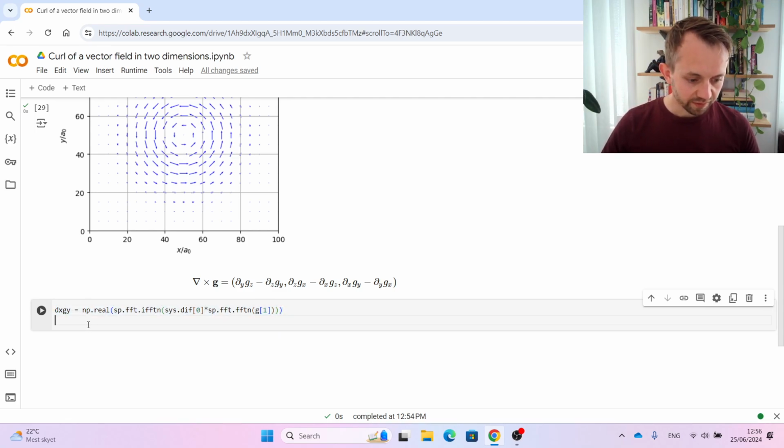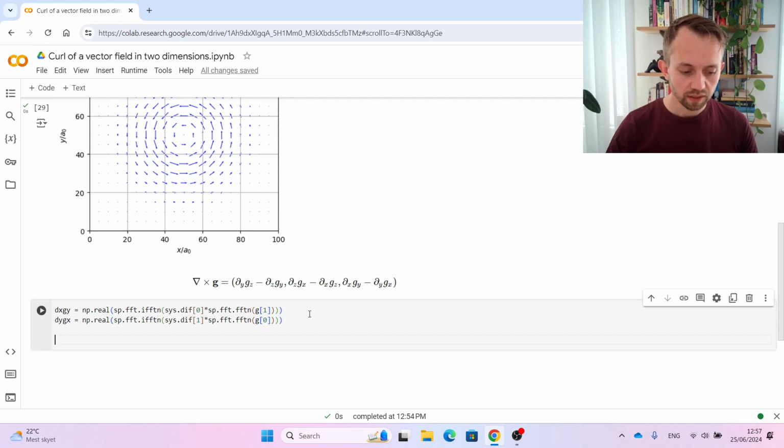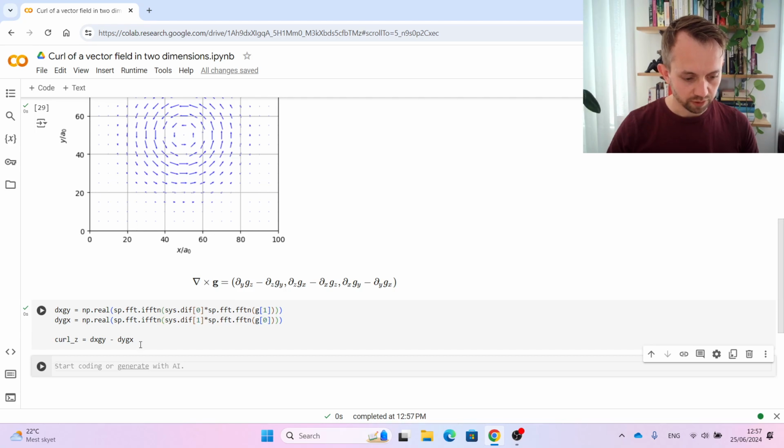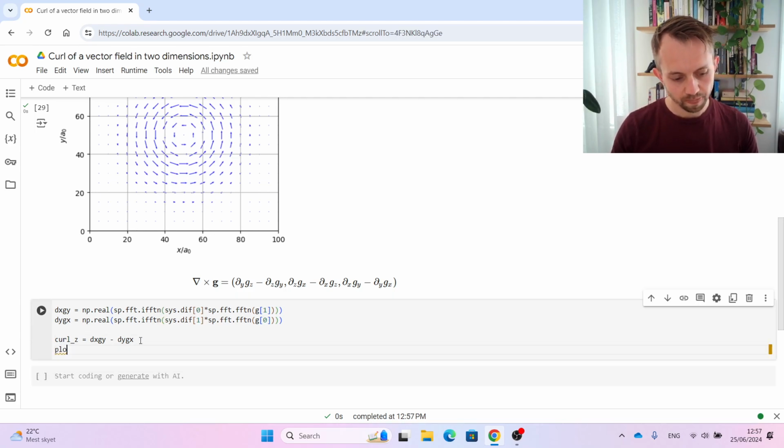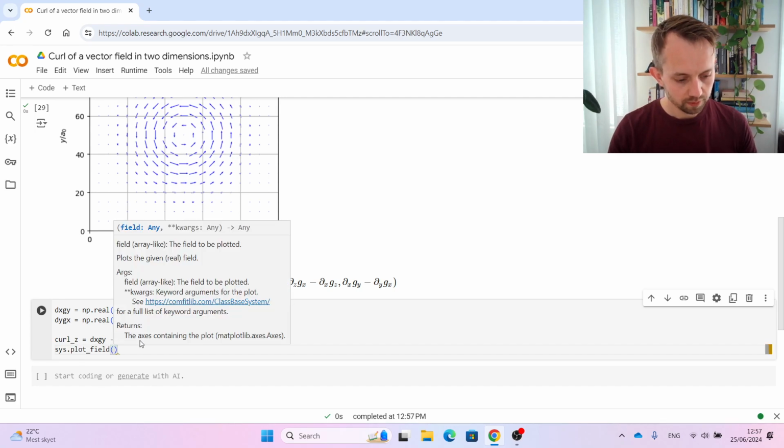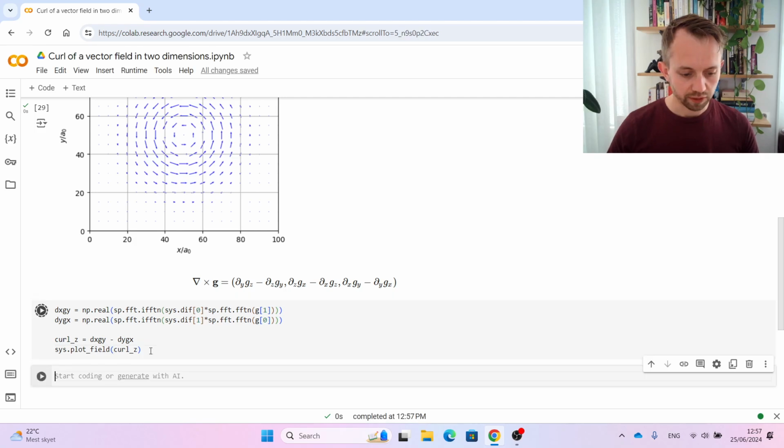Then I'm going to do this exact same thing to calculate the y derivative of the x component of the field. And so the z component of the curl is given by curl z equals dx gy minus dy gx. And okay, it's done there. So let's plot it: curl z. Let's have a look at it.